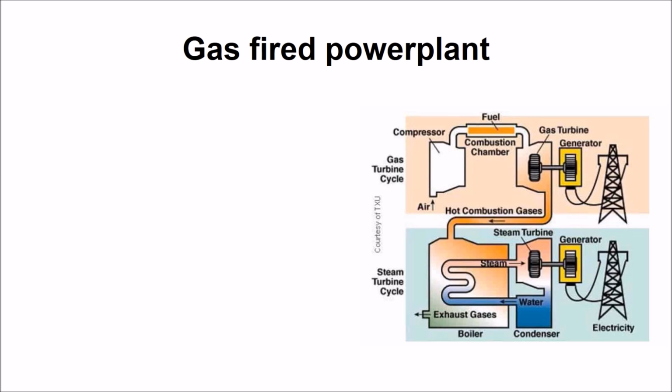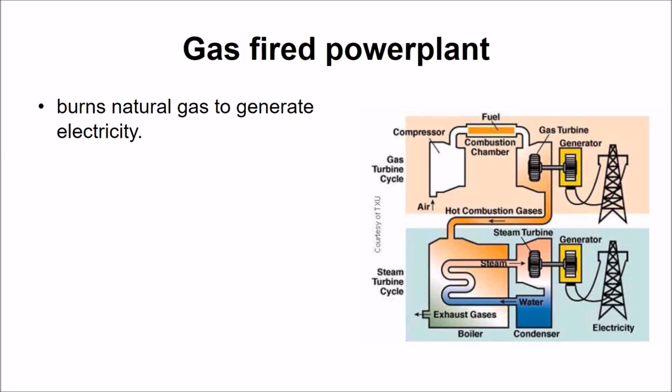A gas-fired power plant burns natural gas, a rapidly growing energy source across the world, to generate electricity. Although natural gas is a fossil fuel, the emissions produced from its combustion are much lower than those from coal or oil.